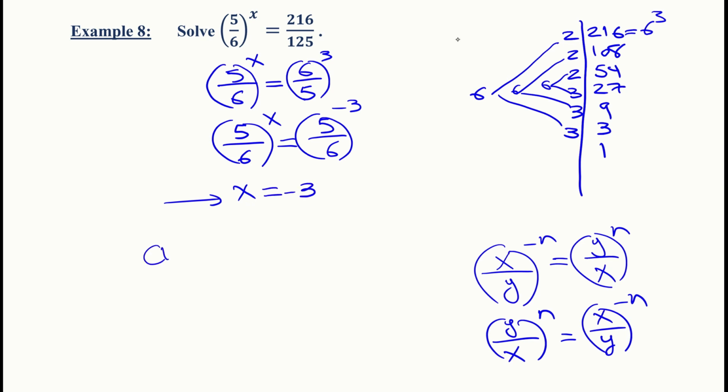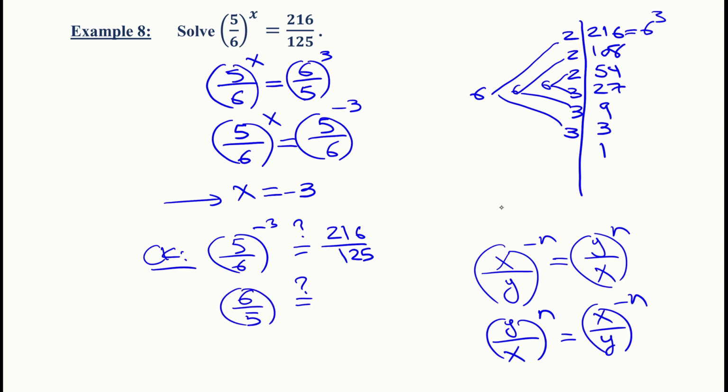And checking this is actually very fast, so let's go ahead and do it. We want to know if 5/6 to the -3 is the same as 216 over 125. Now, of course, 5/6 to the -3 we just learned is the same from this rule. Now we're going to go from left to right. We know that it's going to be the same as 6/5 cubed. We want to know if that's the same as 216 over 125.